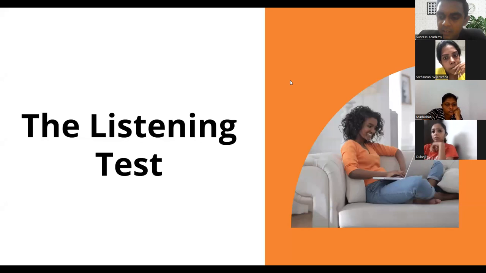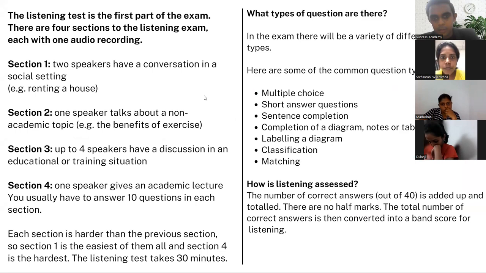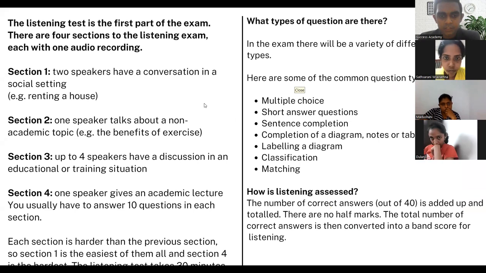So Madhushani says for IDP the academic test is 65,000 rupees. Not 75, 65,000 rupees. All right, okay, great. Thank you, Madhushani. Thank you very much.